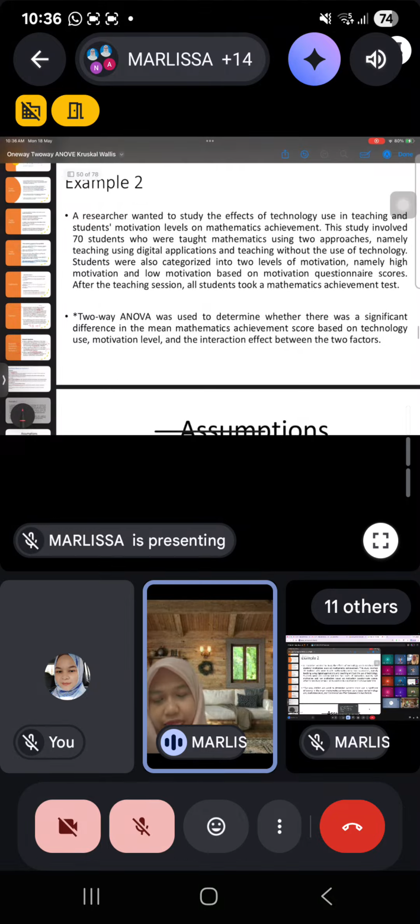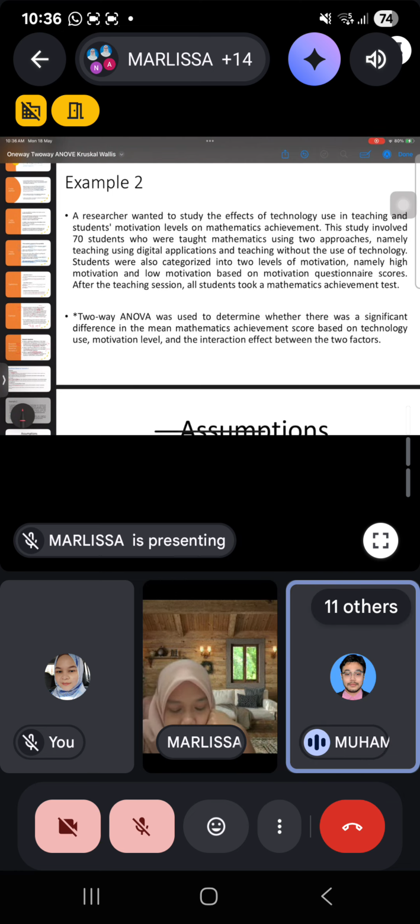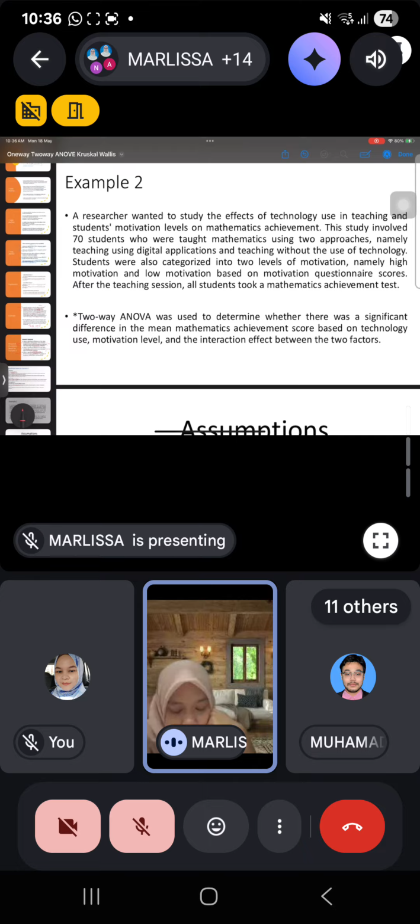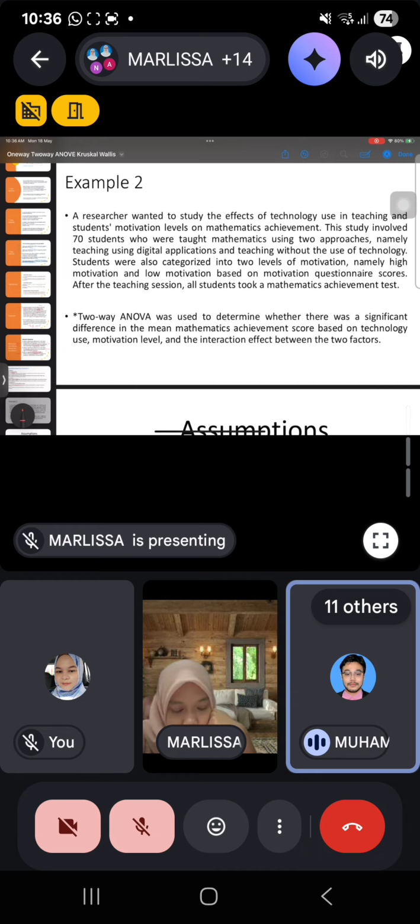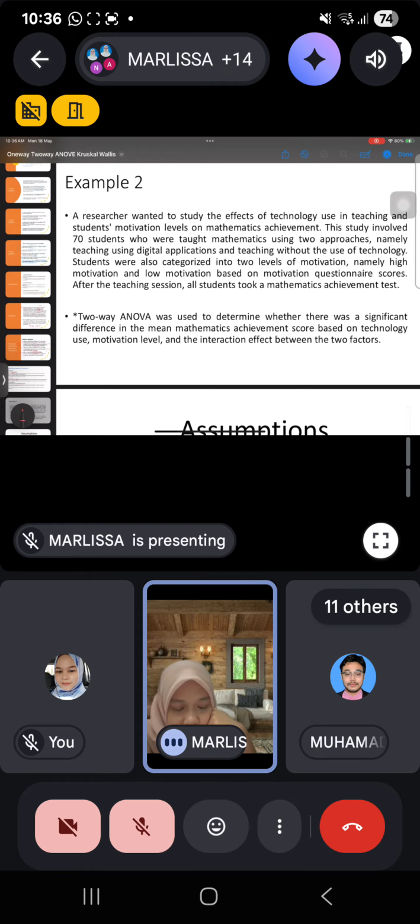Can you tell me what is the independent variable in this research? What is the first IV? Teaching using digital applications. Okay, yes. And the other IV is without the use of technology. Teaching without the use of technology. Okay. Unfortunately, that is a wrong answer. What you mentioned just now is actually the groups, not the independent variable.